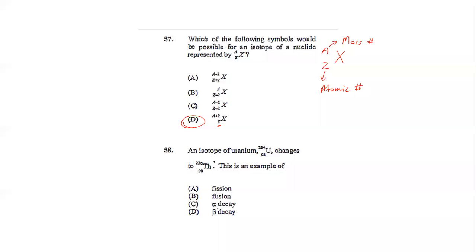Question 58. So it tells us here that uranium 92, 234, and let's write it out, 234, changes to thorium 90, is an example of what type of, is it fission, fusion, alpha decay, beta decay? So here we saw that the mass number changed, the atomic number decreased by 2, and the mass number decreased by 4, and this is basically helium or alpha. All right, so that's C.